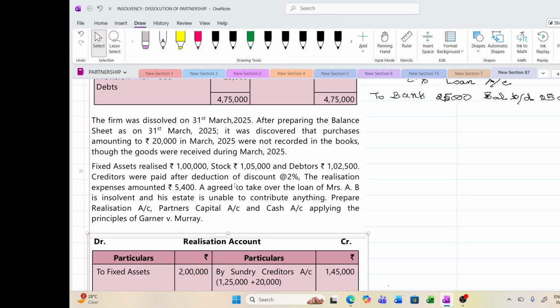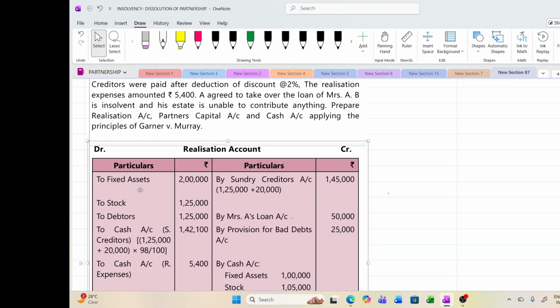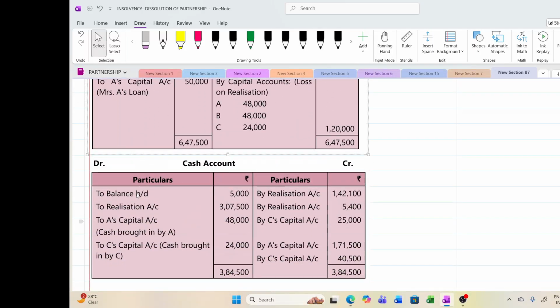Creditors were paid after a discount of 2%. Now we have to make payment. Keep it in mind, 1,45,000. So 2% is deducted. The cash discount is allowed by the creditors. So we are going to make payment of only 98%. Immediately go to the bank account. So make the payment by realization account 1,42,100. Write it in bracket.